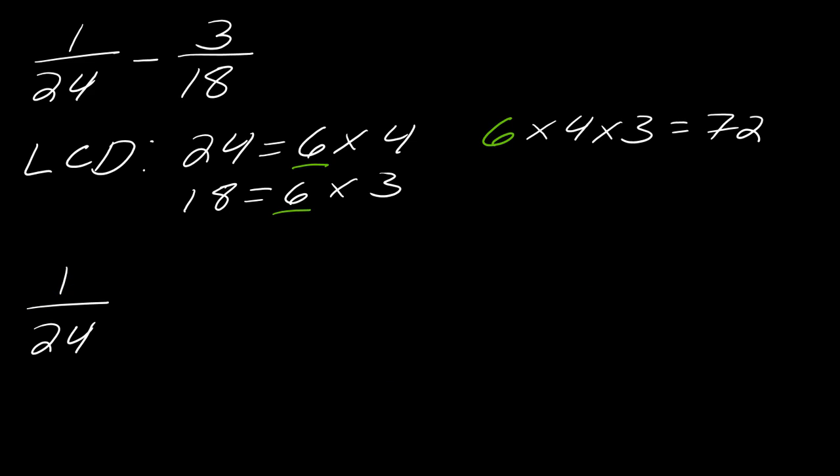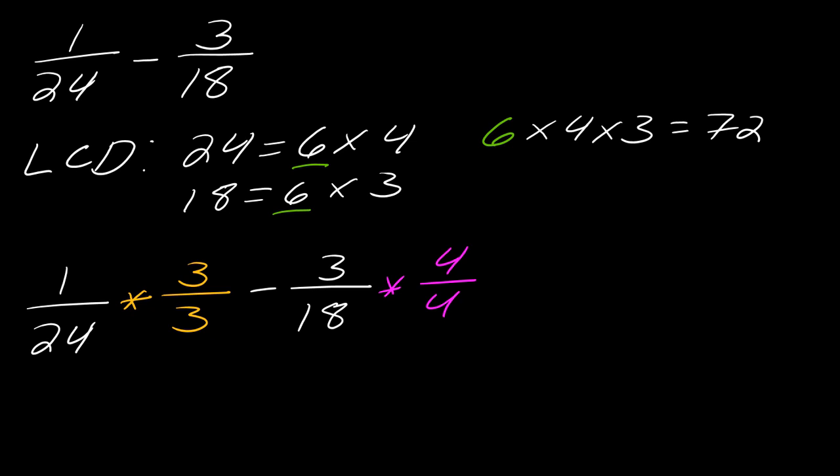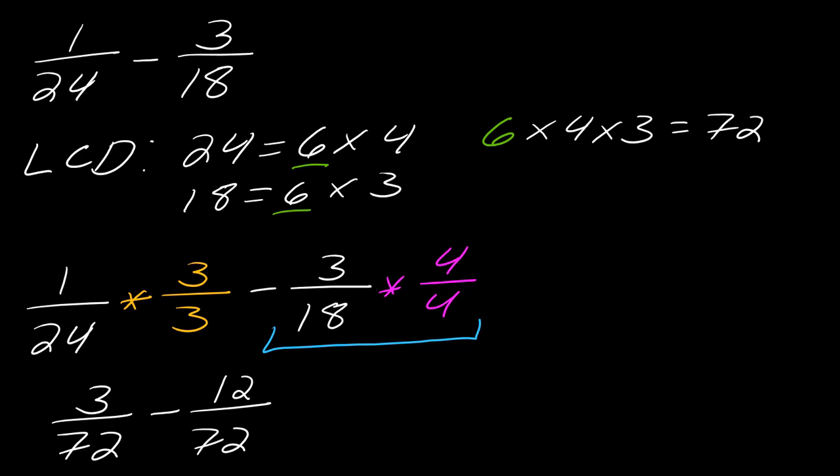Okay, so I'm going to continue on with the problem now. For 1 over 24, I want to rewrite this with that denominator of 72. So I need to multiply this fraction by 3 over 3. And for the 3 over 18, I need to multiply that by 4 over 4. Now I can multiply these things together. Multiplying the first part, 1 times 3 and 24 times 3, gives me 3 over 72. Then I jump to the next part: 3 times 4 and 18 times 4 gives me 12 over 72.